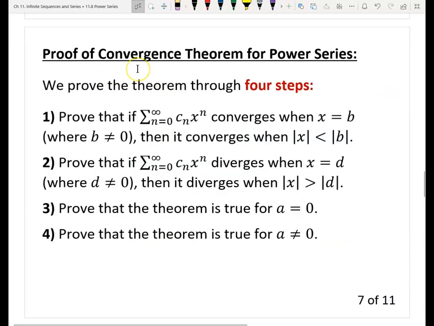Here is the proof, which you can find in the textbook. It's not difficult, but a little bit long, so please be patient with me. We do 4 steps for this proof.